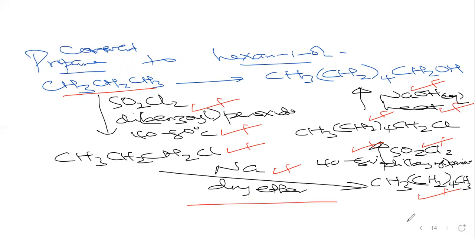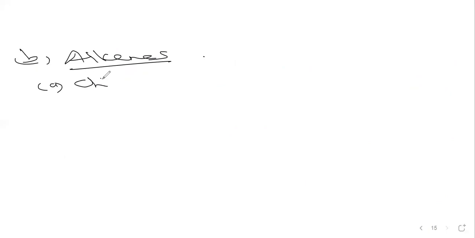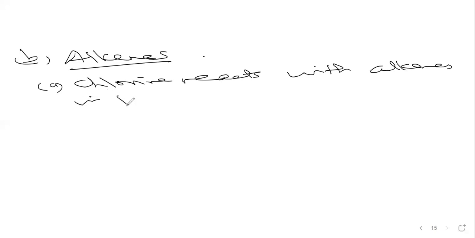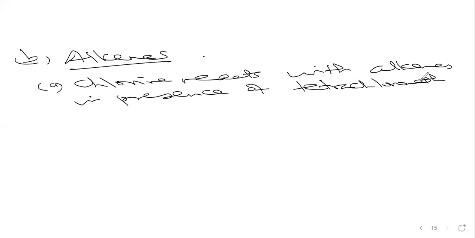Let me look at another synthetic route by which we can get hydrocarbons. We can get them from what we call alkenes. So how can I get hydrocarbons from alkenes? Well, first of all, look at chlorination of the alkenes. The first reaction is that chlorine reacts with alkenes in the presence of carbon tetrachloride, an inert solvent, tetrachloromethane, to form what we call vicinal dihalides.